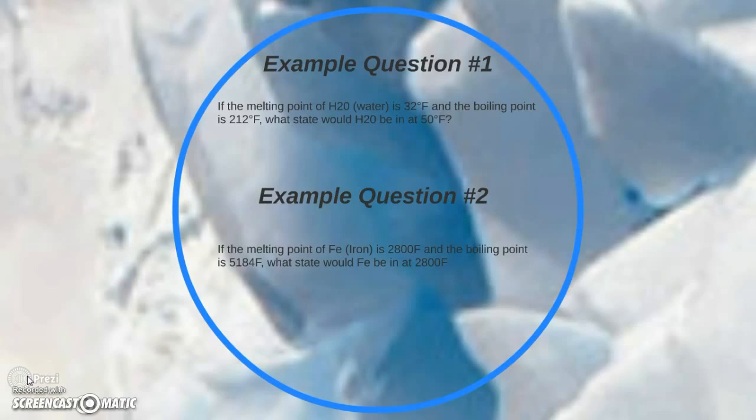Because the given degree matches the melting point or boiling point, there's actually going to be more than one answer. So because below 2800 is a solid and above 2800 is a liquid, and 2800 is the melting point, and that's what it asks, at 2800 iron would be both a solid and a liquid.